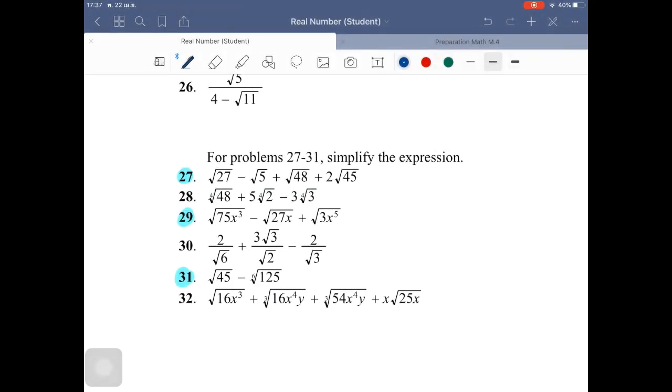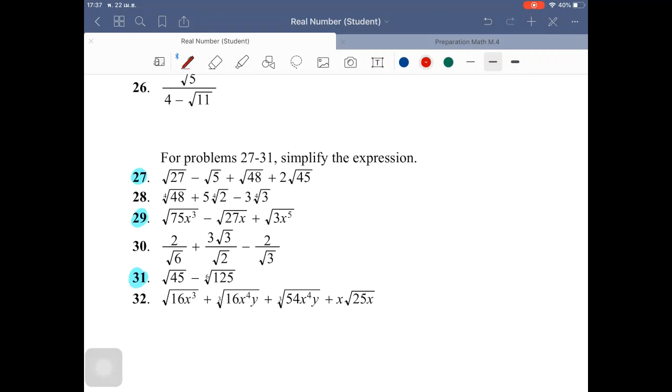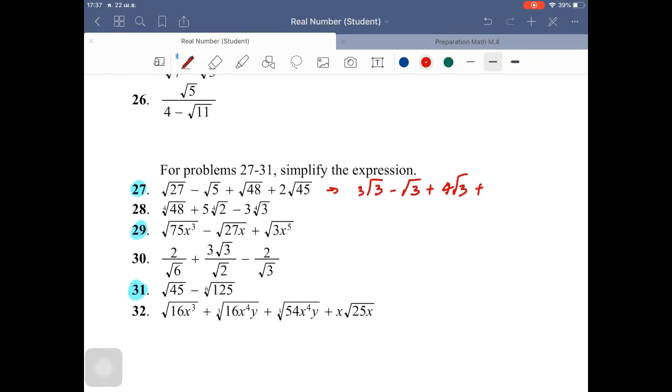Okay, let's see the answers of the three questions. Okay, 27. The answer is, simplify first. Okay, the first one will be 3 square root 3 minus square root 5 plus 4 square root 3 plus 6 square root 5. Okay, you see this one?